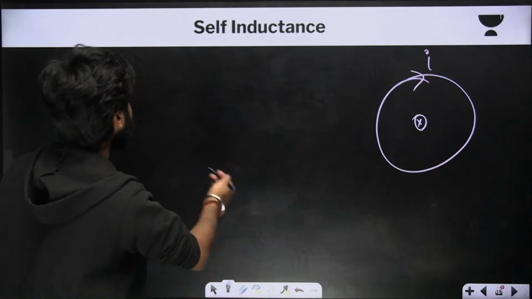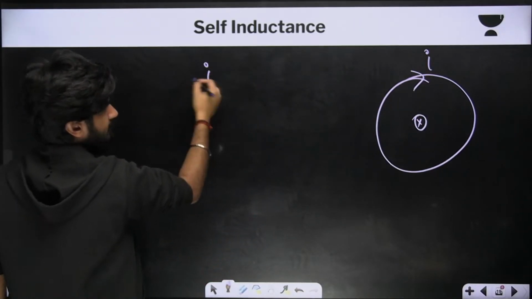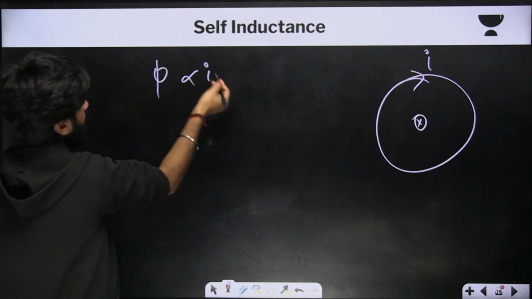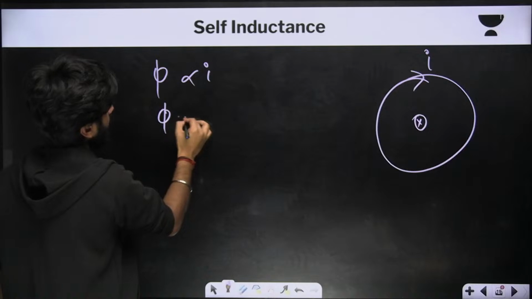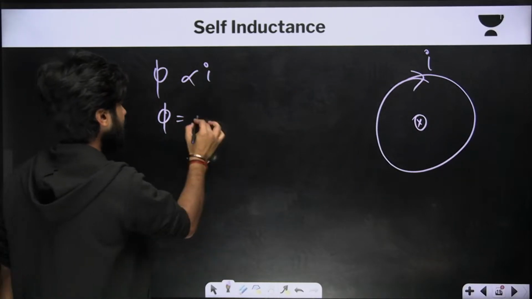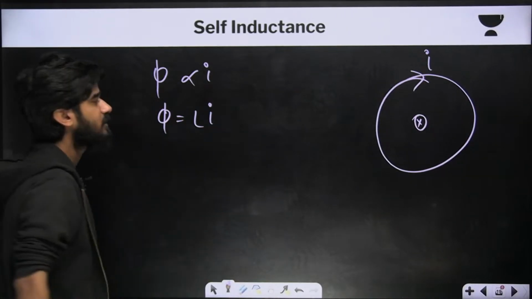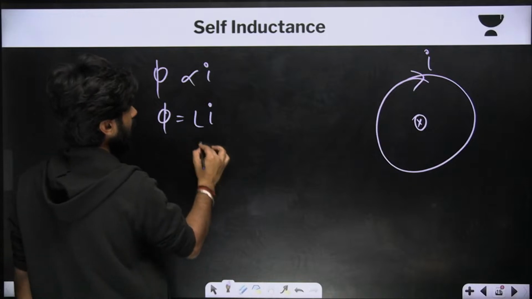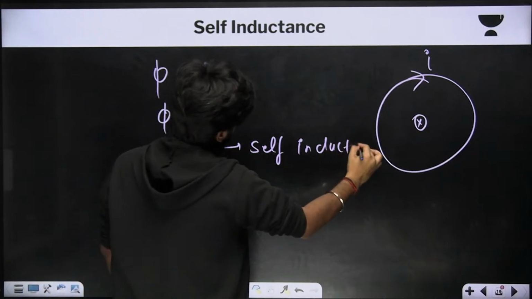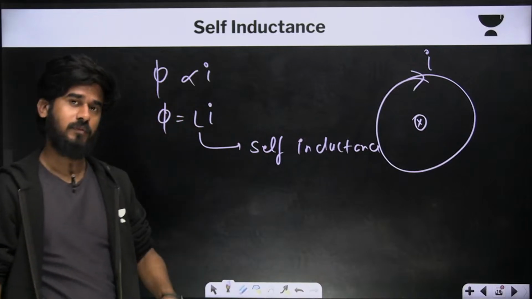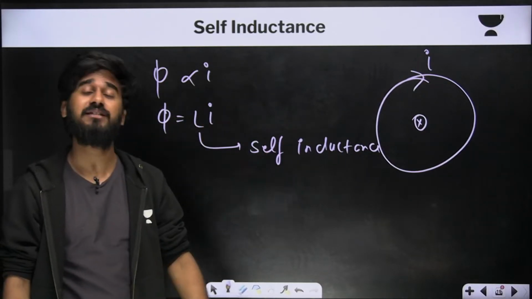So as we change the value of current, the flux will change. The flux is directly proportional to the current. So flux is equal to what? We'll just simply put a constant here, and that constant is L. This L is called self-inductance, and this phenomenon is called self-induction.